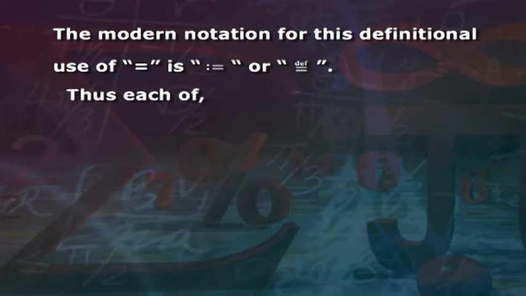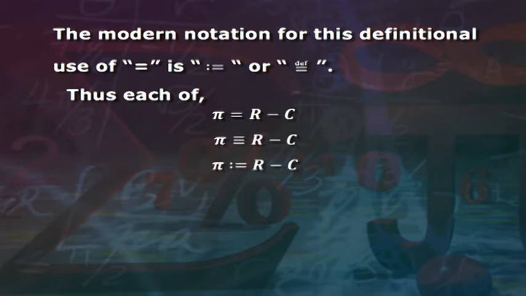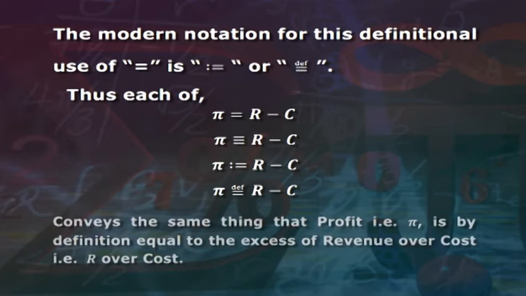Thus, pi is identically equal to r minus c, or pi by definition equals r minus c, conveys the same thing: that profit, that is pi, is by definition equal to the excess of revenue over cost, that is r over c.